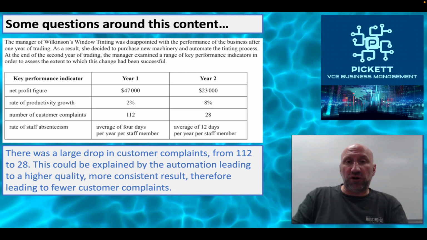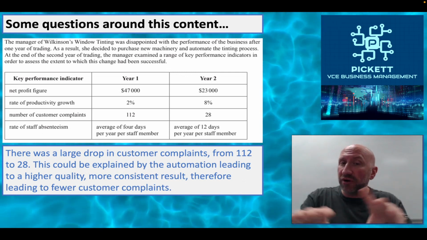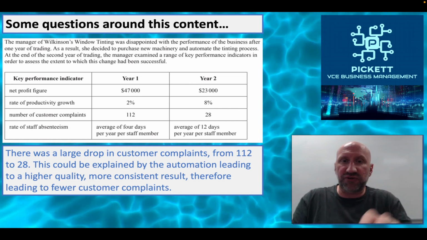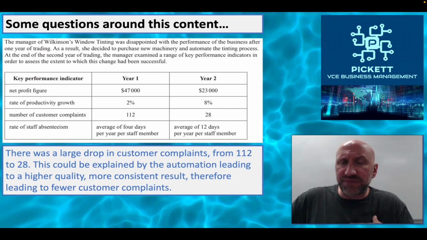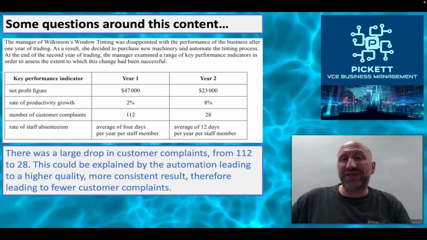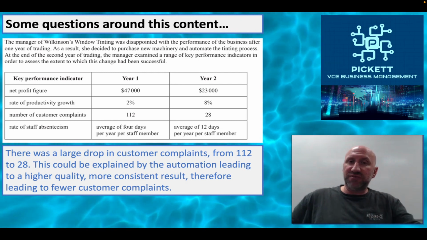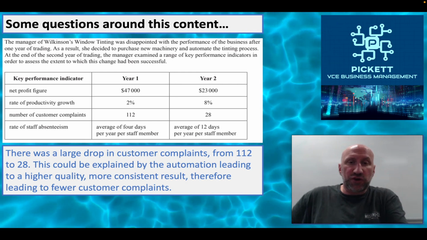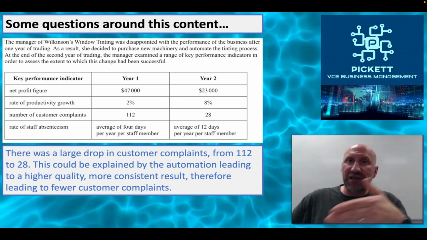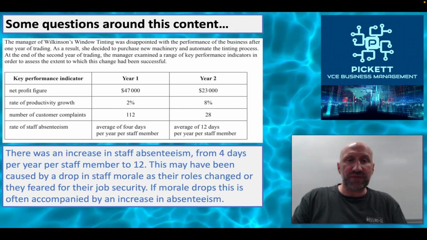Customer complaints has dropped substantially from 112 to 28. And again, when you are answering these questions, do put the KPIs, the numbers you're seeing, into your answers, reference them directly. Again, that does make sense. If you think back to automation, one of the advantages when we're discussing automation is the fact that it's more accurate. It produces more consistent results. So this could be explained by the automation leading to a higher quality, more consistent result, therefore leading to fewer customer complaints. So we can explain that one away.